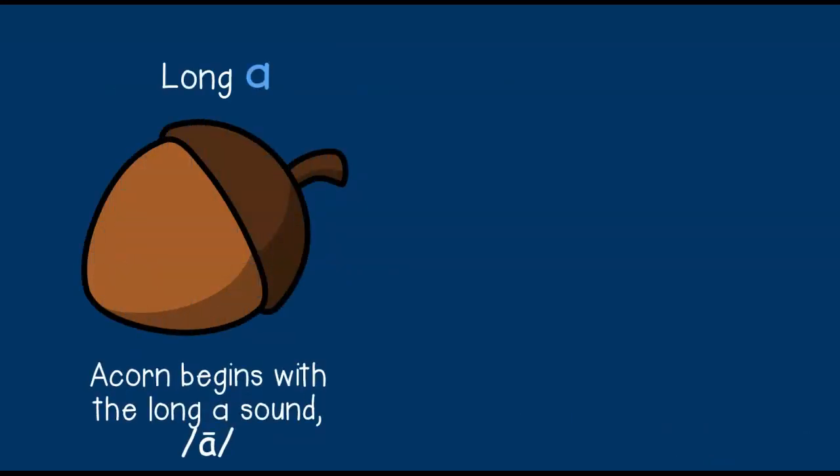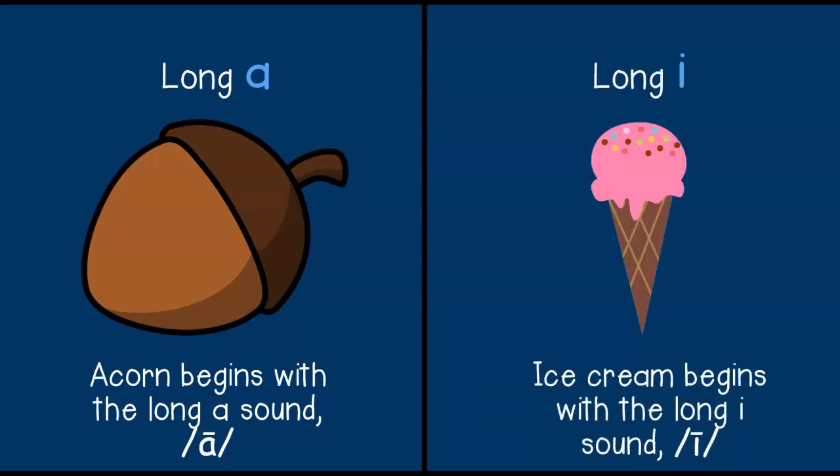Long A sounds like the beginning of acorn. Acorn begins with the long A sound. It says A. Ice cream begins with the long I sound. Ice begins with the I sound.